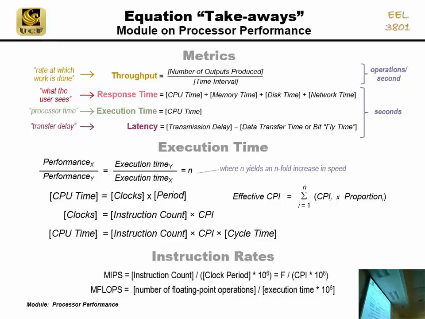And what's throughput? Throughput is output per unit time. So what are some of our metrics for throughput? We had flops, MIPS, multiply accumulates per second were some that we covered.